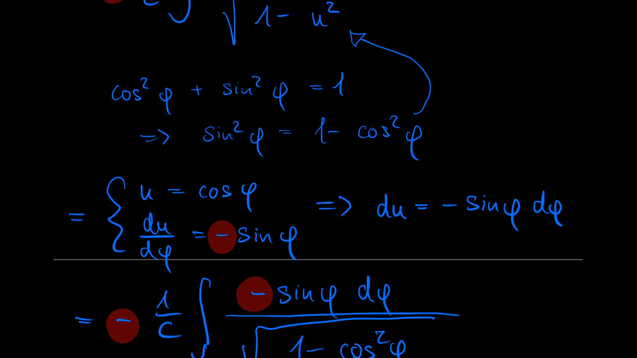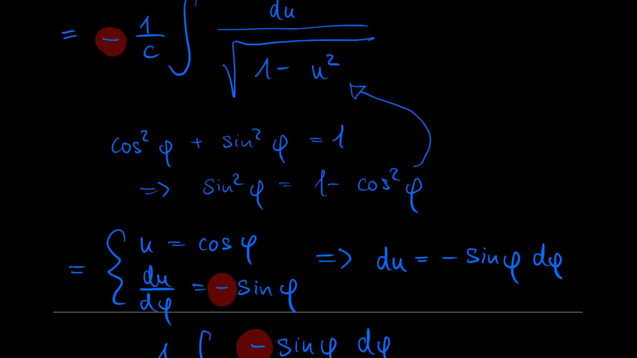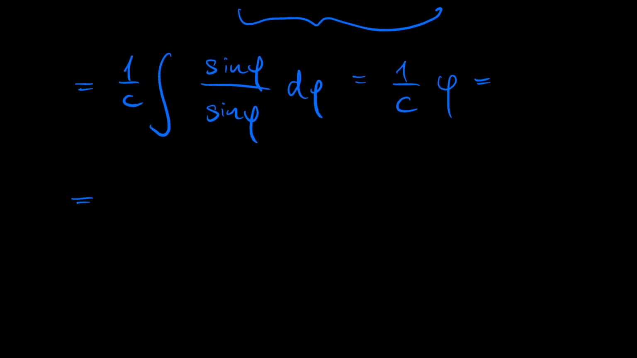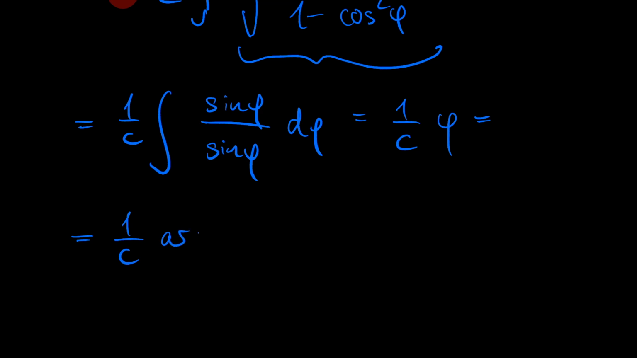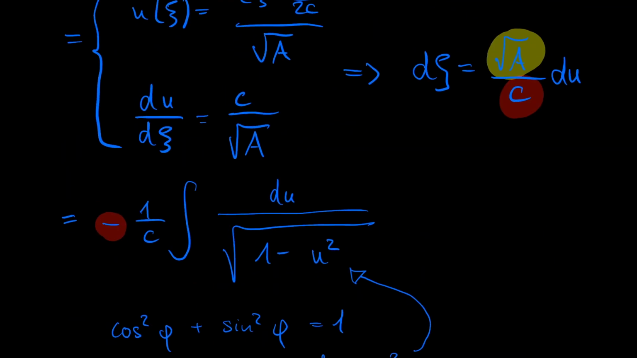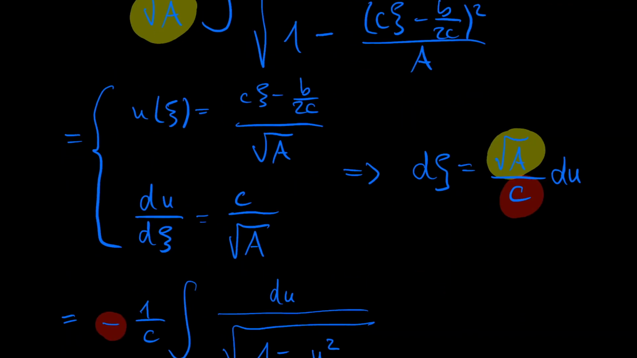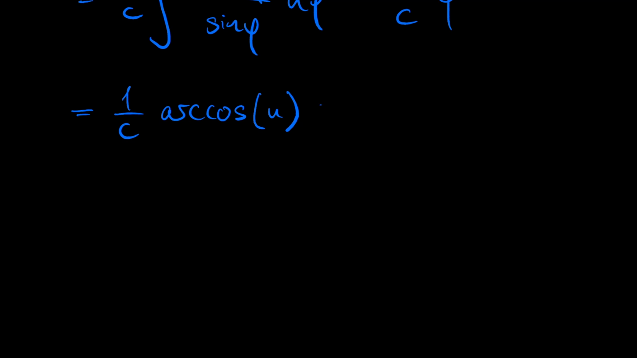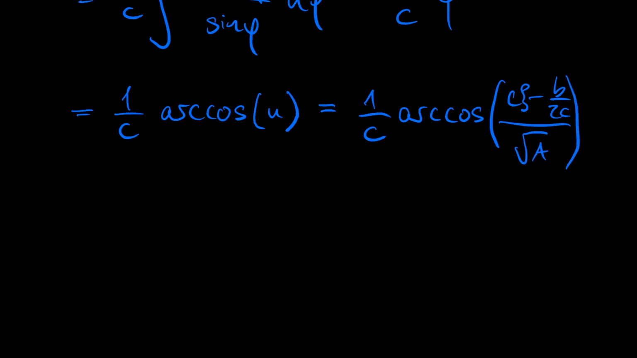So let's scroll up a little bit. What was phi? We had u is cosine of phi, so phi is the inverse cosine of u. So we have 1 over c times the arc cos of u. Now we plug in u. Where do we have the u? u is c times psi minus b over 2c, divided by the square root of a. Alright, let's plug that in. So we have 1 over c times the arc cos of c times psi minus b over 2c divided by the square root of a.